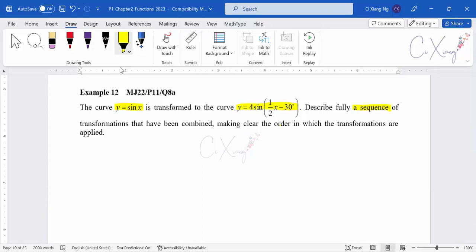So first, before we write out the transformations in the correct sequence, we can try to observe first in general. The 4 here, multiplied outside the basic function, is actually the stretch in y. Then when we multiply a half inside the basic function with the x, this is actually the stretch in x direction. Stretch in x.